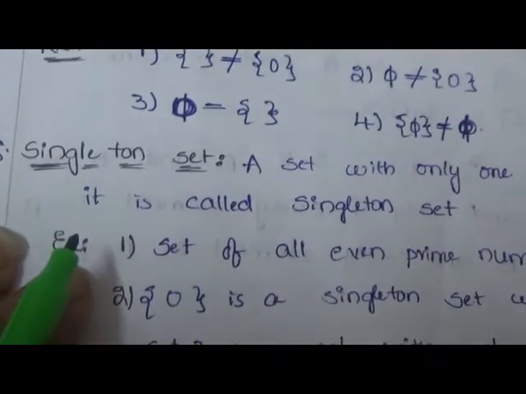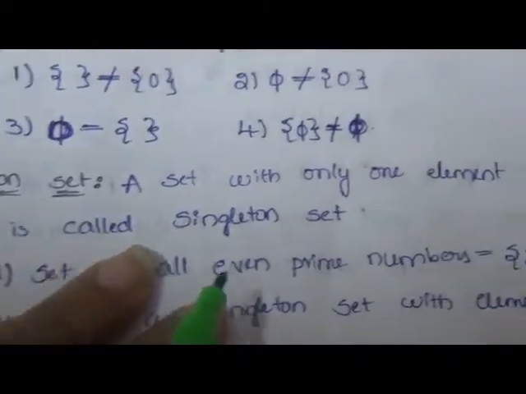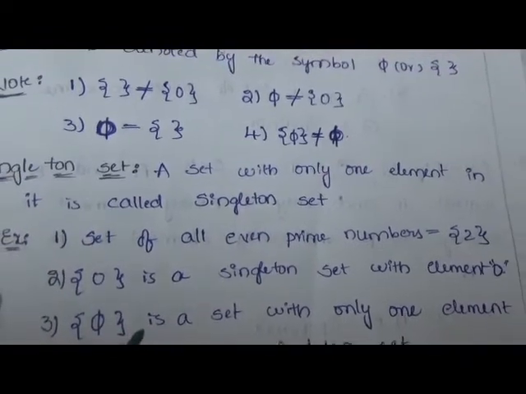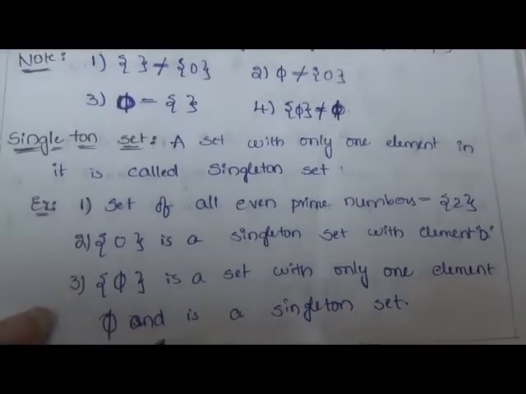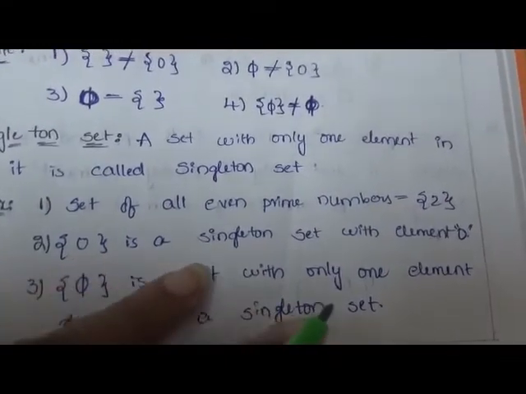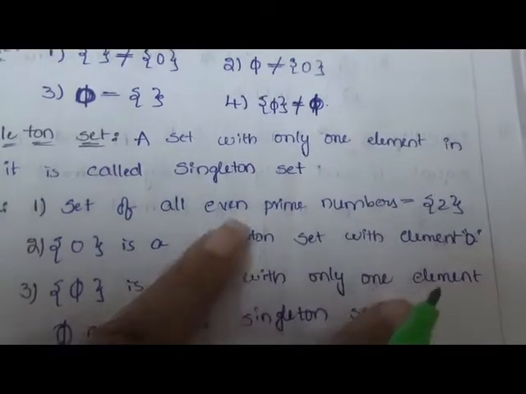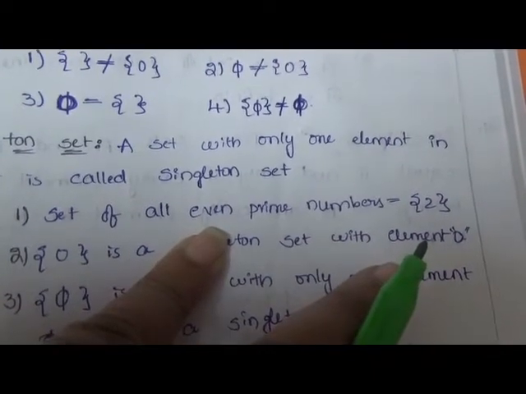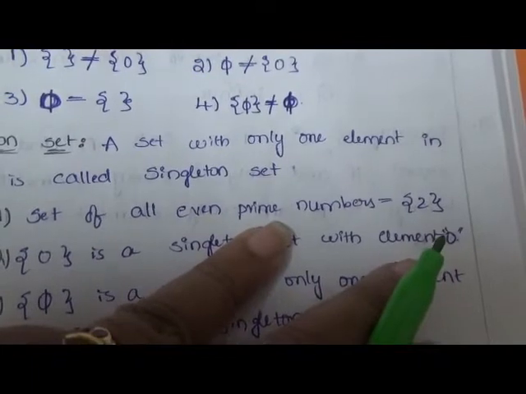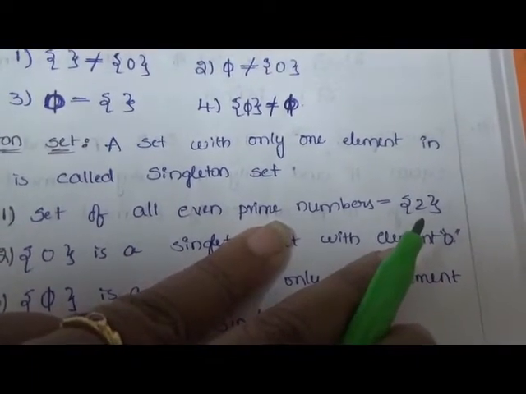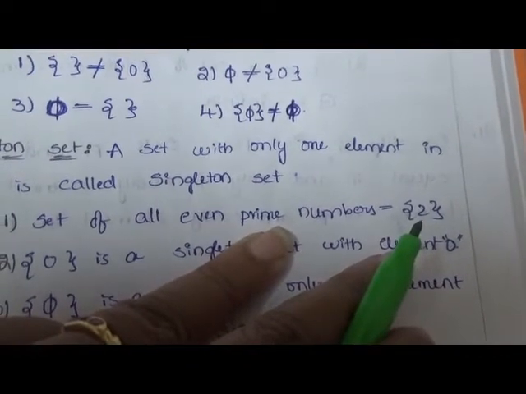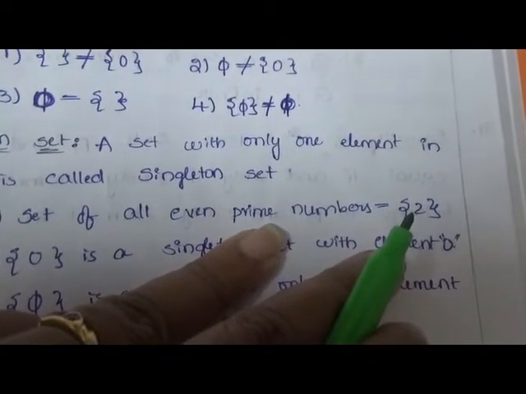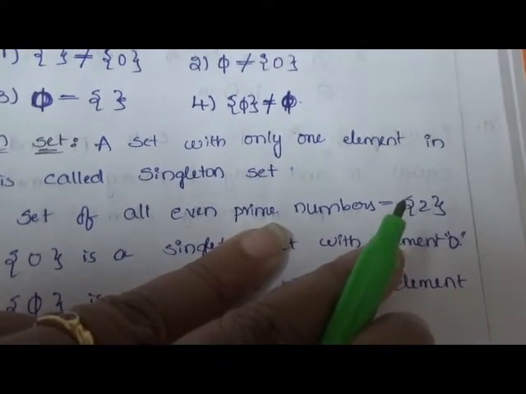These four examples, you just recollect and thoroughly remind yourself. Okay. The next type of set is the singleton set. A set with only one element in it is called a singleton set. Examples: the set of all even prime numbers. Even means 2, 4, 6, 8, just like this. Prime numbers means 2, 3, 5, 7, just like this. Prime numbers have only two factors, one and itself. That kind of numbers we call prime numbers.